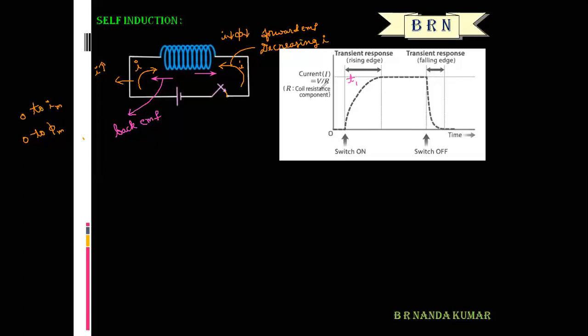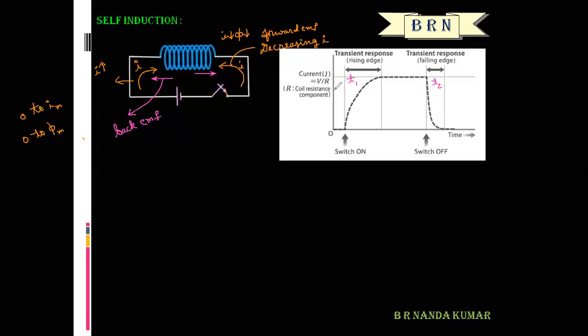So when the switch is off, what happens in the circuit? The current in the coil decreases. Let us consider T2 as the time taken by the current to fall in the coil.